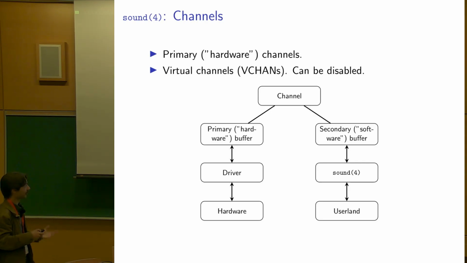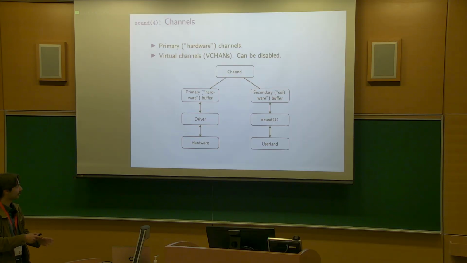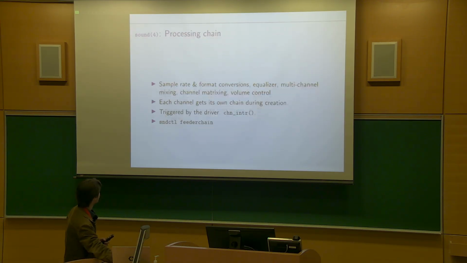Each channel has two buffers. One buffer we call the software buffer in some places in the code, because it mostly interacts with sound(4) and userland. So if you write bytes to a buffer, you'll actually write to this one. At some point, this buffer is copied to the hardware buffer. After all the processing is done, we copy the secondary buffer to the primary one, and then we send sound to the driver, or we take sound from the driver. And now we have the processing chain.